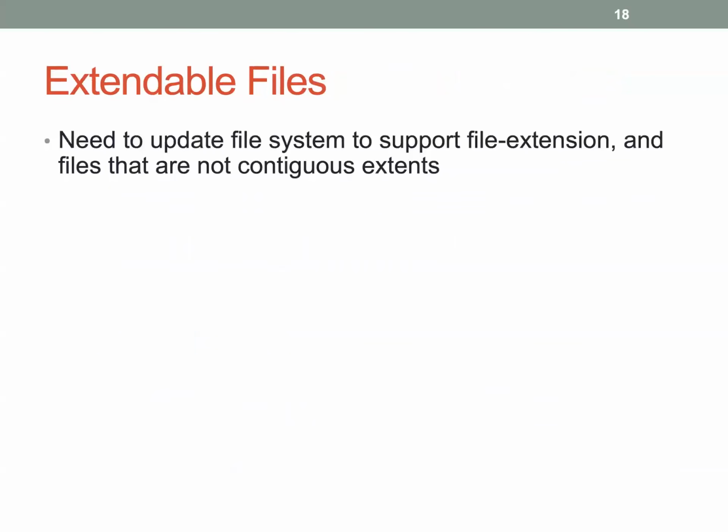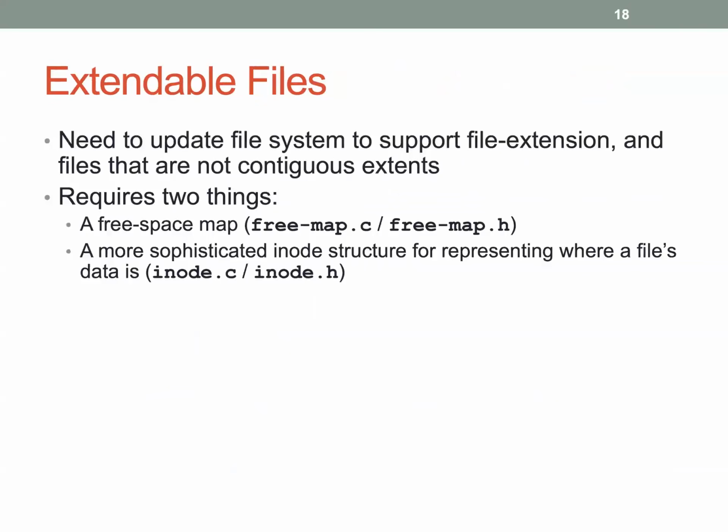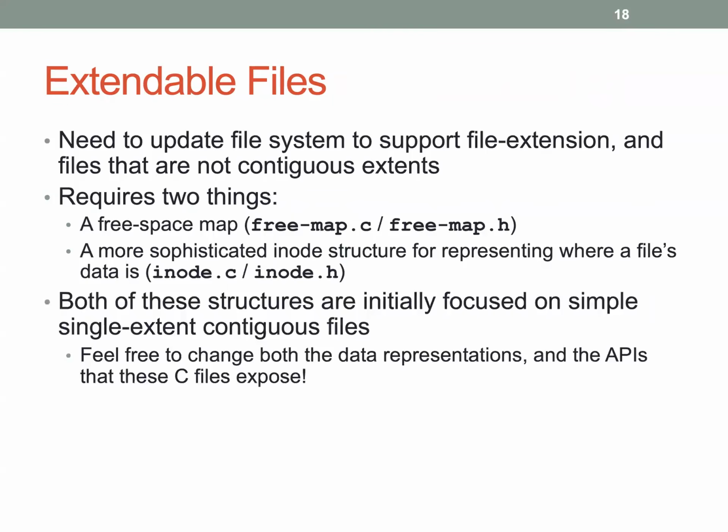Okay. Extendable files. So you need to update your file system to support file extension and non-contiguous extents. So both of these things are going to require the ability to allocate a single sector from anywhere on the device that is currently available. So you'll need the free space map to work, and you'll need the inode structure to be more sophisticated. Right now, it's very simple. It just says what sector the file starts in and the length of the file, which you divide by 512, rounding up, and that tells you how many sectors total comprise the file. So you'll need to change the inode implementation.